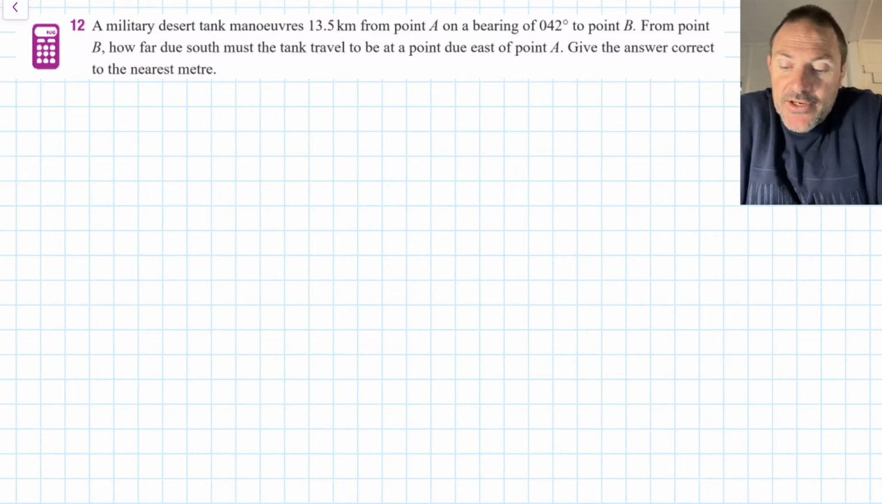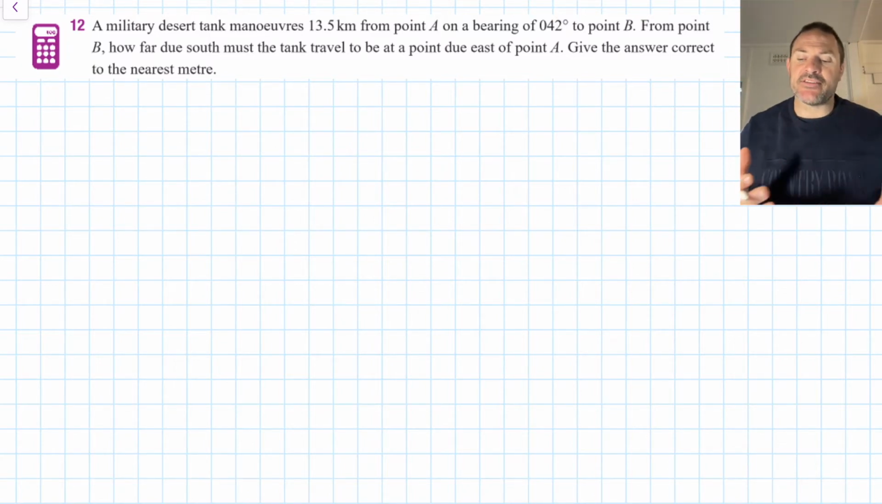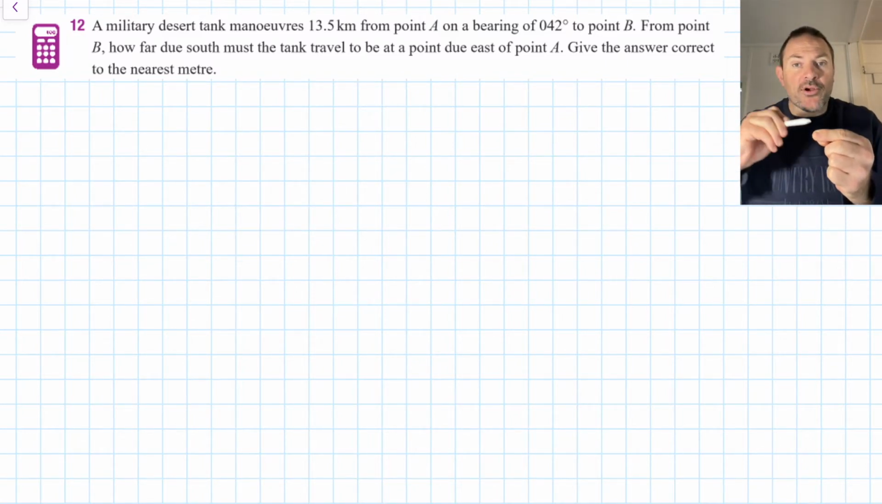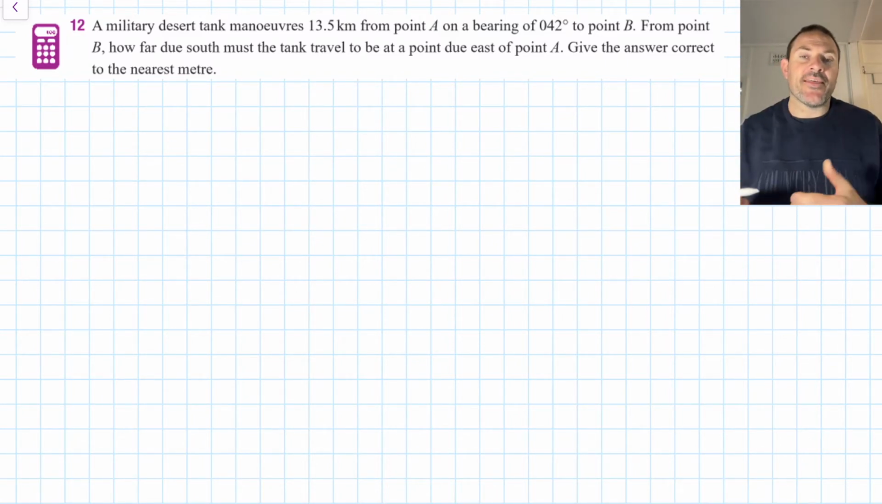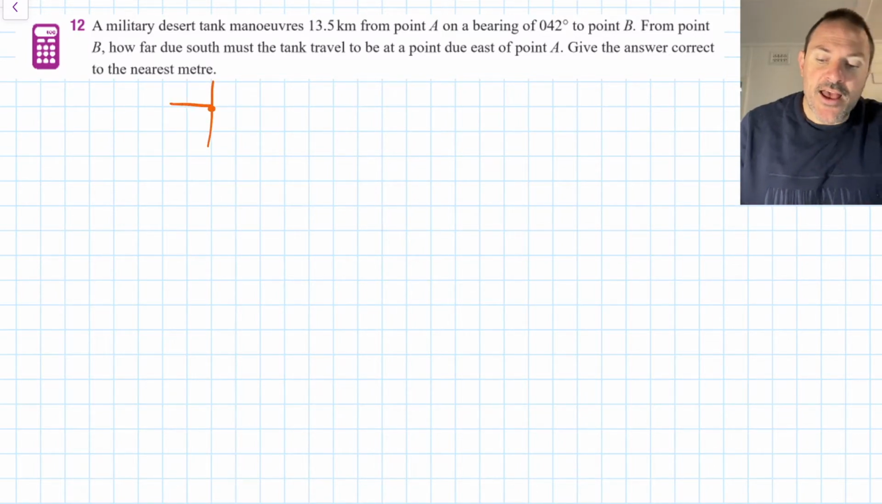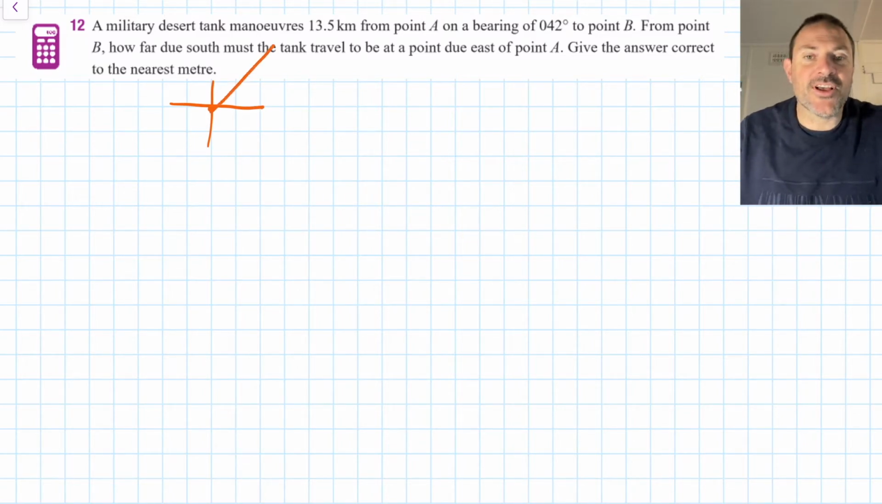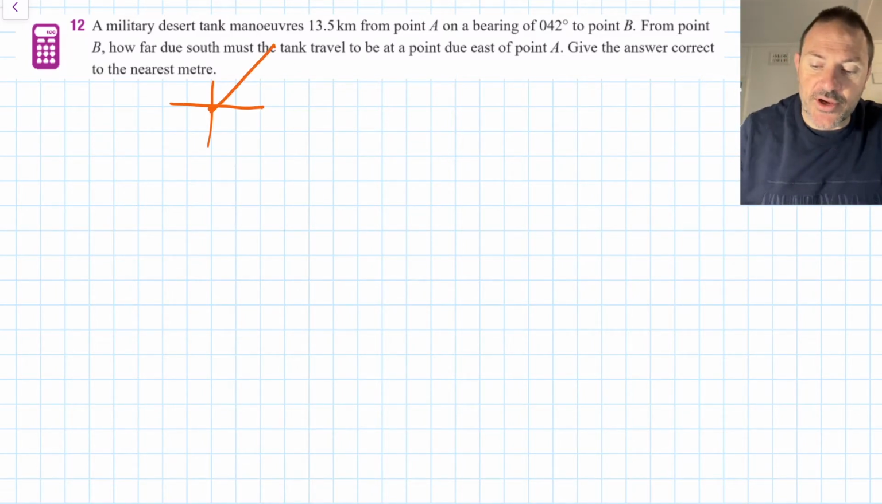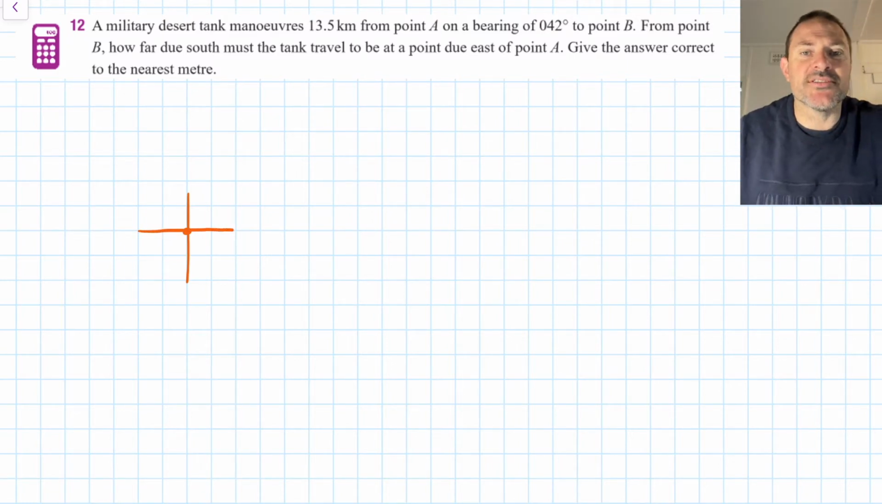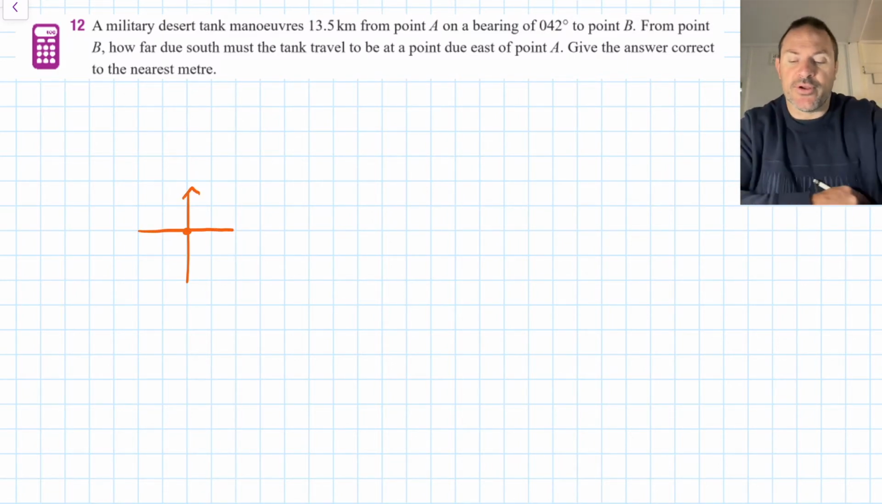A military tank maneuvers 13.5 kilometers from point A on a bearing of 42 degrees to point B. Well, I don't have a starting point, but I do know if I'm going on a bearing of 42 degrees, I'm going in a northeasterly direction. That's important because if I start up here from my crosshair and want to draw up, I've run out of room. That's a bit annoying, so it can be safe to give yourself a bit of room all around. Have a look at your question and see, am I going up or down? It can help me draw my diagram.